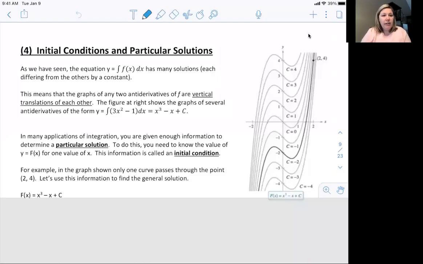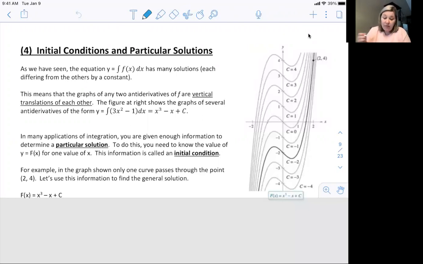All right, so we are going to look at section 4, which is initial conditions and particular solutions. This isn't really any new math. This is just getting into some of the things that we might use this integration for. So we have seen that when you take the antiderivative, when you apply the integral, we get a plus c. That's our constant of integration, okay?